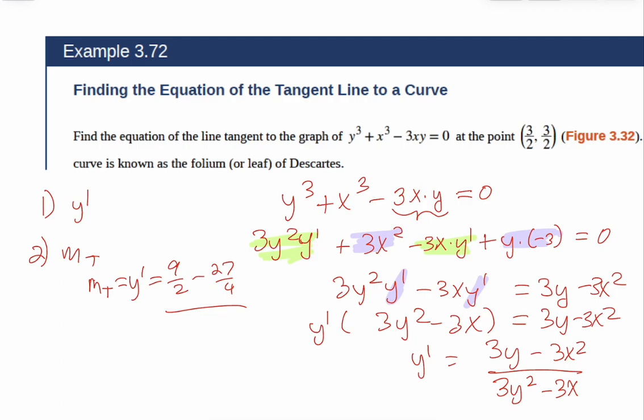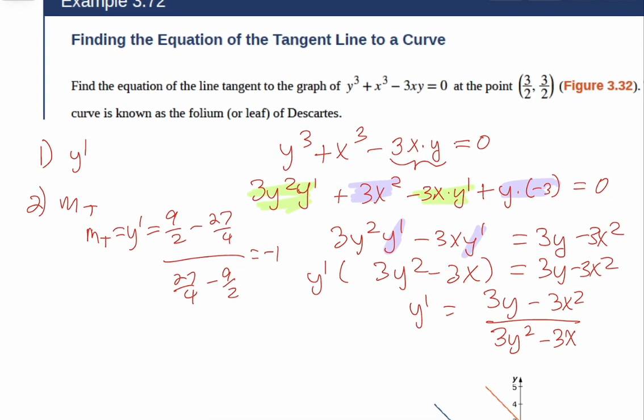And then this is going to be the flip-flop of that. So this is going to be 27/4 minus 9/2. They are exact opposites, and if you simplify it down, you get the slope is -1. You can throw it into a calculator if you have the urge to check, but it's going to be -1. And then remember the third step, we just use y minus y1 equals m times x minus x1.